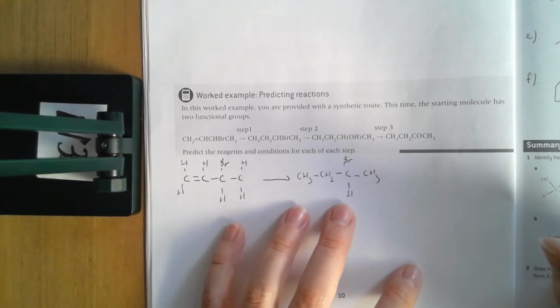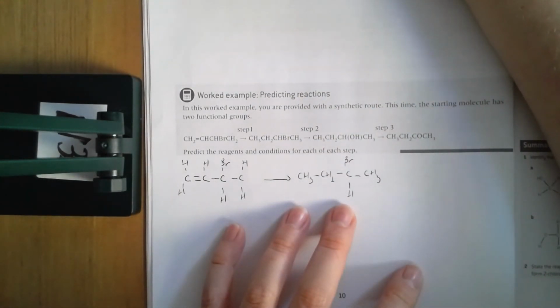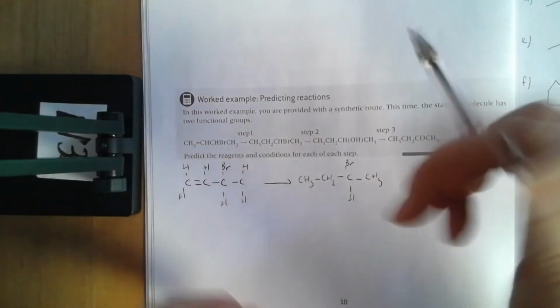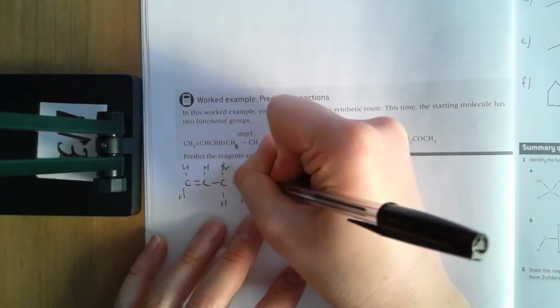What have I done? That's CH2. CH3. Oh, sorry, that's clearly a typo in the book. That should be CH3, which makes that CH3.